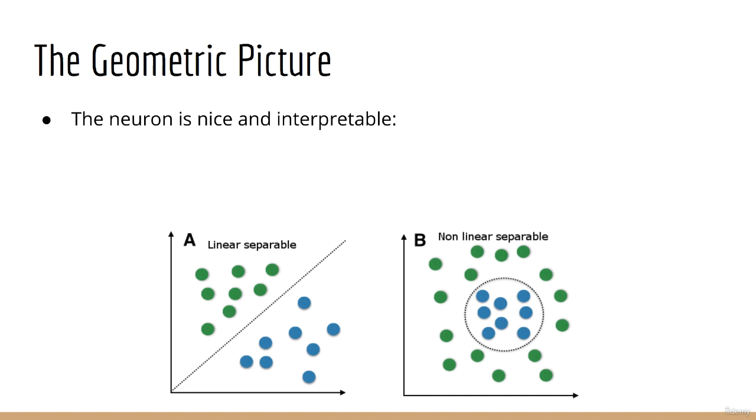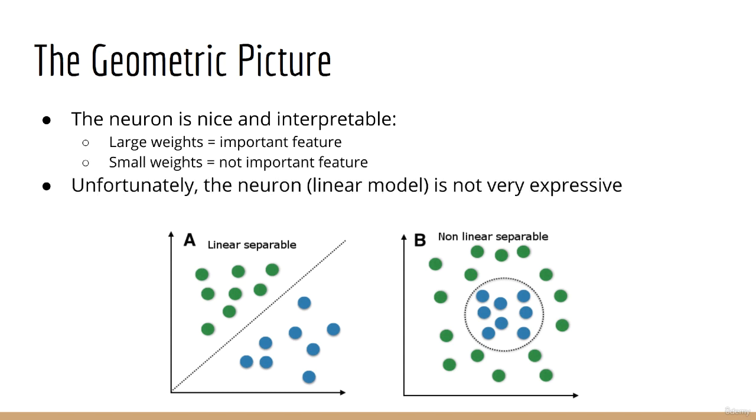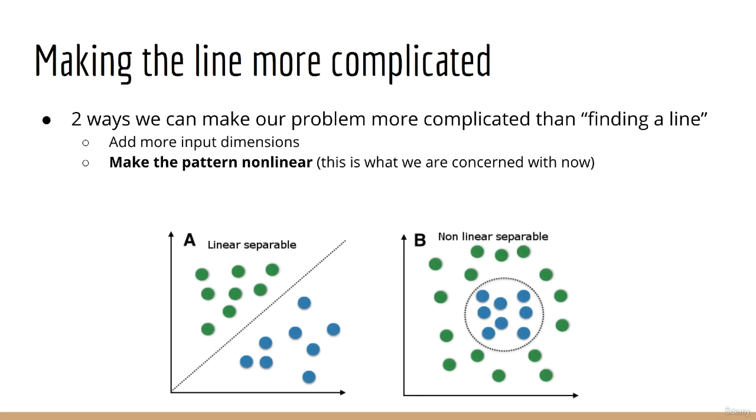It's nice and interpretable. Large weights mean the corresponding input is important, and very small or zero weights mean the input is not important. Unfortunately, this type of model only gets us so far. You'll recall that when we discussed linear regression and logistic regression, I said there are two different ways we can make things more complicated. The first way is to add multiple inputs. That's something we encountered already.